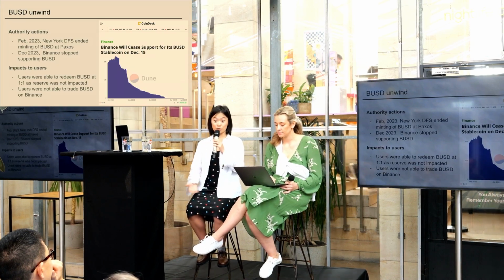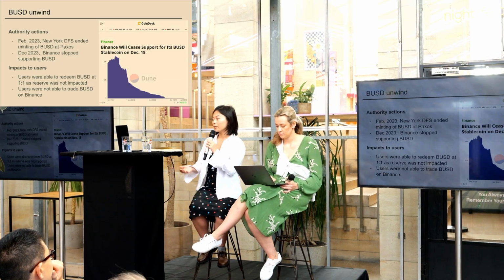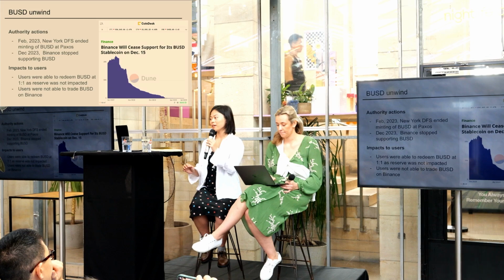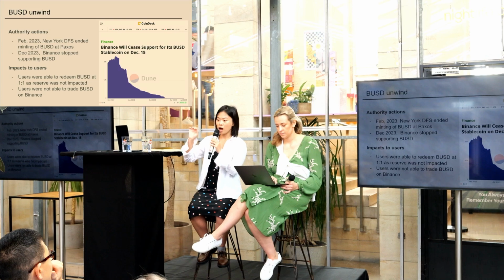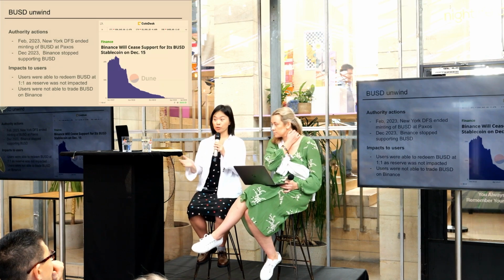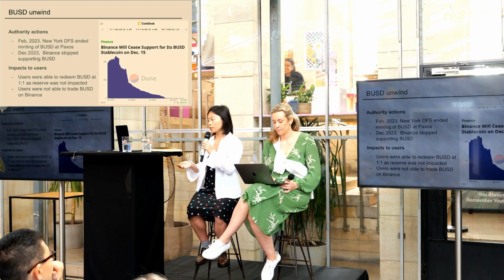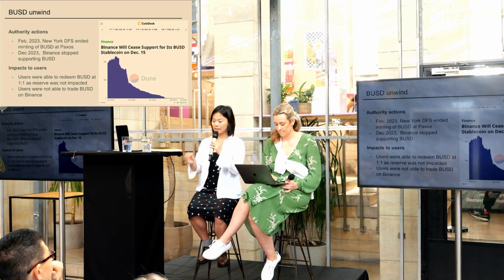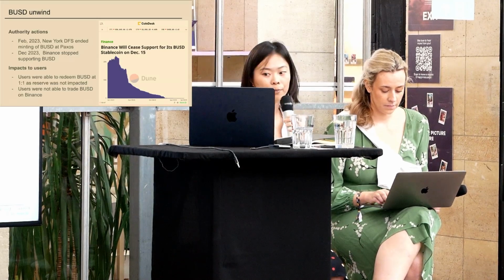The first event I'm going to go through is the BUSD unwind. In February 2023, New York DFS ended minting of BUSD at Paxos. Later in the same year, Binance stopped supporting BUSD. You can see on the right-hand side that the supply of BUSD dropped sharply since February last year. What happened to the users? Users were able to redeem BUSD at 1-to-1 as the reserve was not impacted. Something worth mentioning is that Paxos is bankruptcy remote, but users were not able to trade BUSD on Binance anymore.